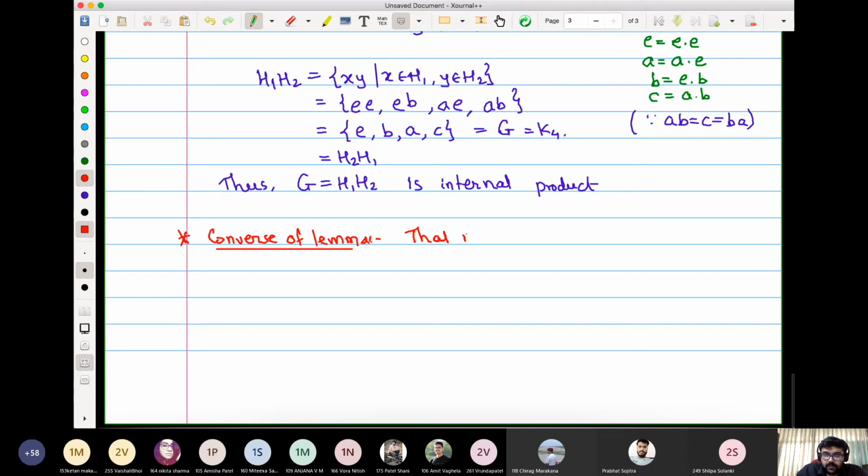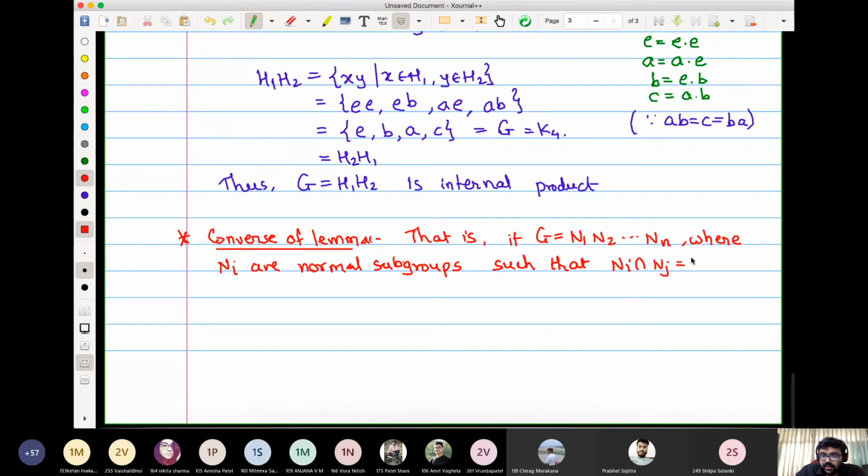That is, if G equals N1, N2, ..., Nn, let us say G can be written as a product of these, where the Ni are normal subgroups, such that Ni intersection Nj is identity whenever i is not equal to j. Is it true that G is an internal direct product?